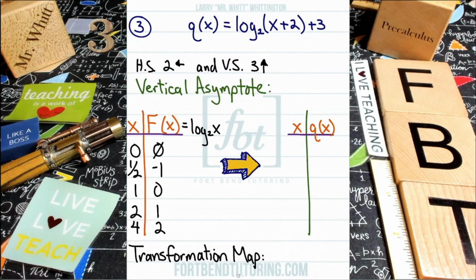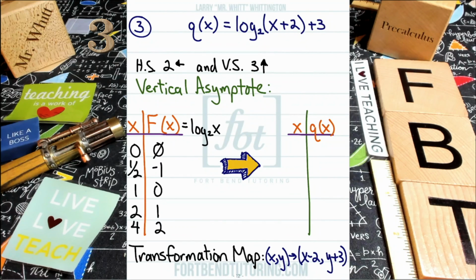And so for your transformation map, we'll say that for every point in the original graph, in your new function, you'll need to subtract 2 from every x value, and you'll need to add 3 to every y value. So it's this transformation map here that we can utilize on the parent function's points to make our new points here.